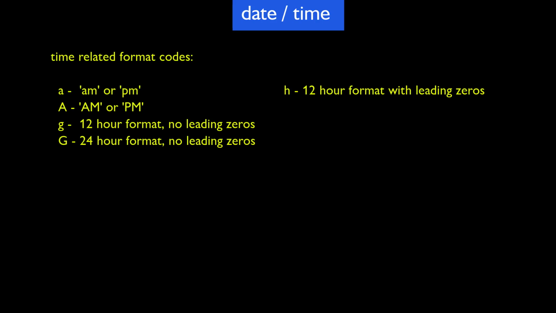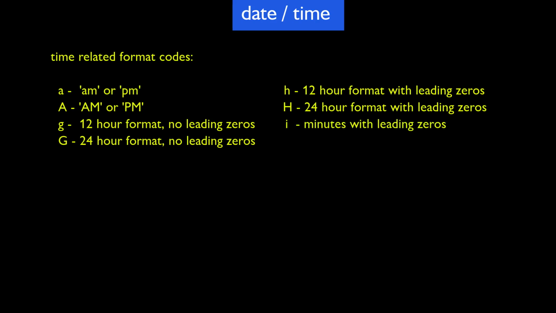Lowercase h is 12-hour format with leading zeros. Uppercase H is 24-hour format with leading zeros. Lowercase i is minutes with leading zeros. Lowercase s is seconds with leading zeros. And uppercase T is an abbreviation for the time zone.